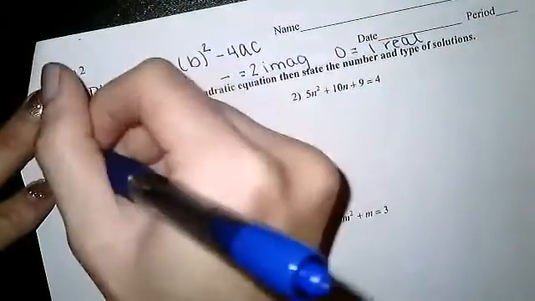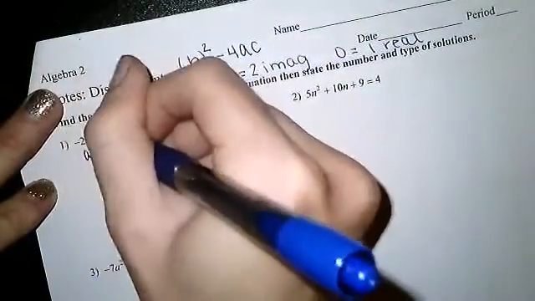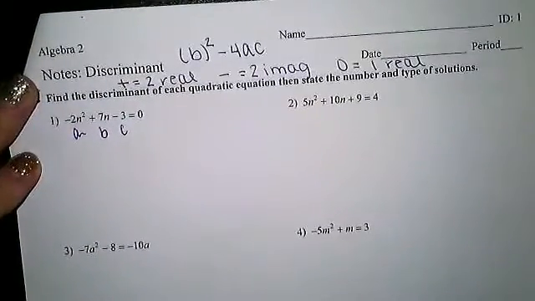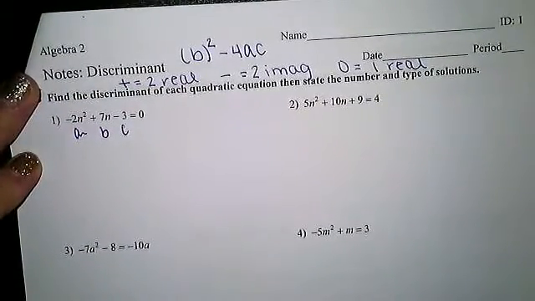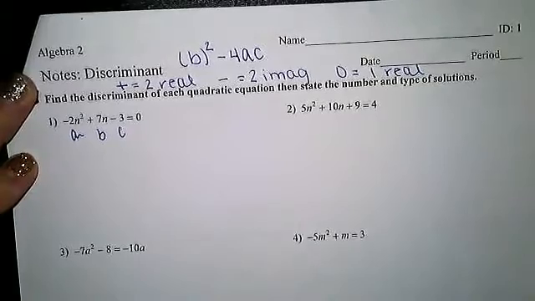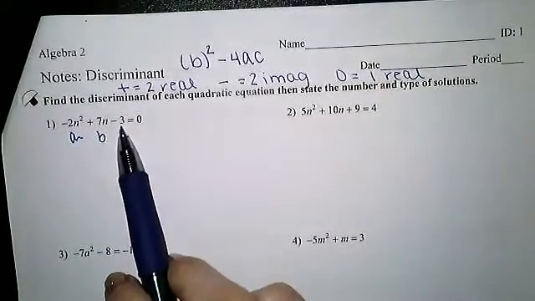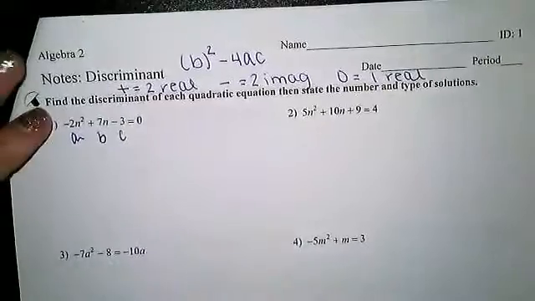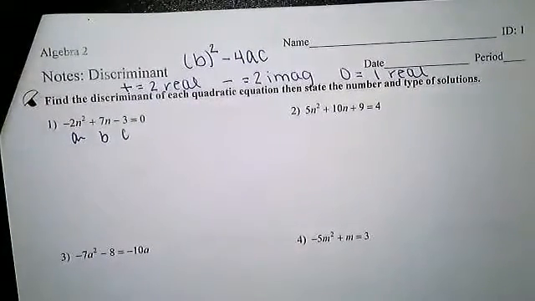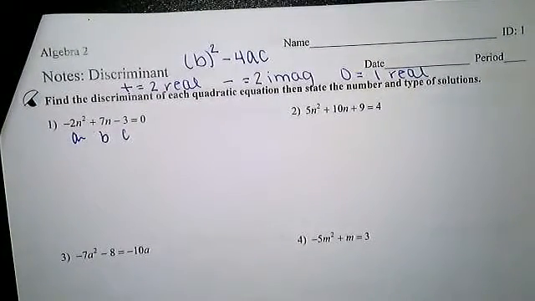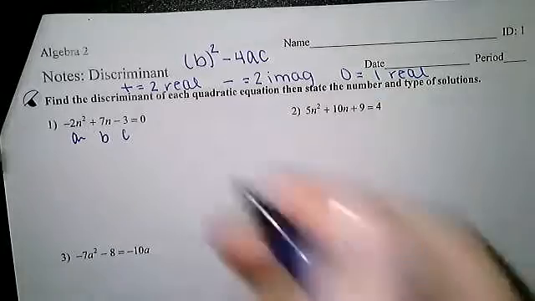So we want to make sure all of these problems are set equal to 0 before we plug into the discriminant. And then we can label it with our a, our b, and our c. Our a is the one with the squared, our b is the one without the squared, but with the variable. And the c is the constant, or just the number. We want to remember we're only going to be plugging in the numbers. We're not going to be plugging in the letters.